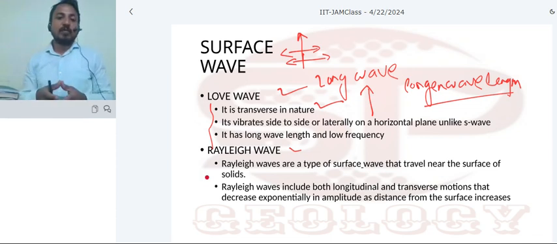But the Love wave, it has a longer wavelength and low frequency, and is the most destructive type of seismic wave. In an earthquake, this wave causes the most destruction.